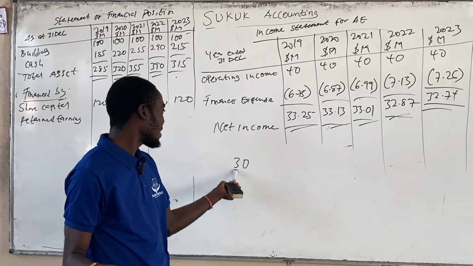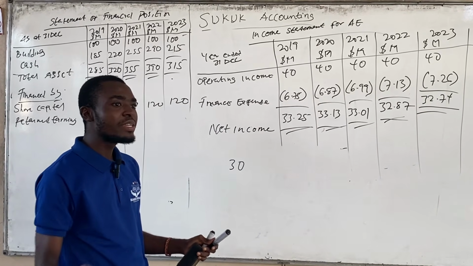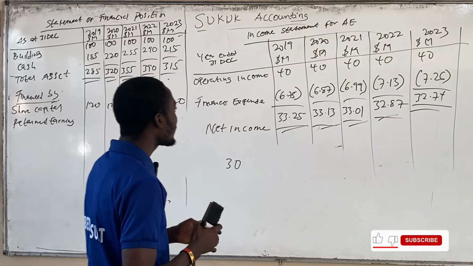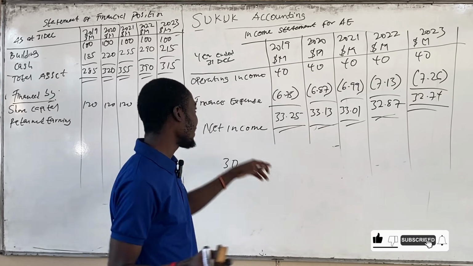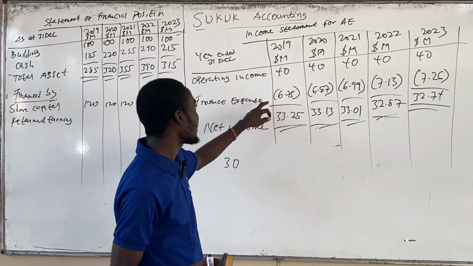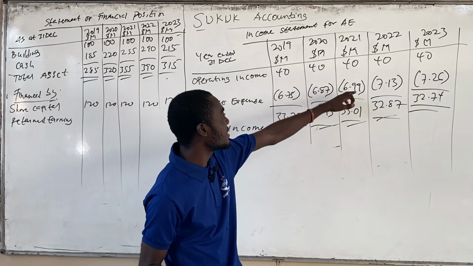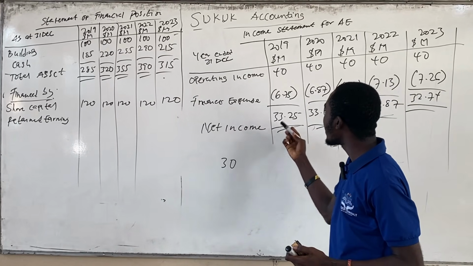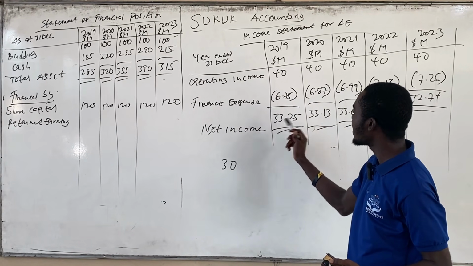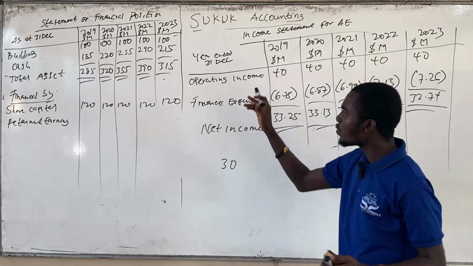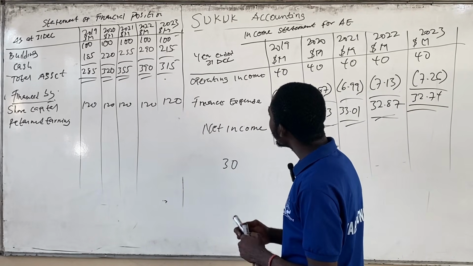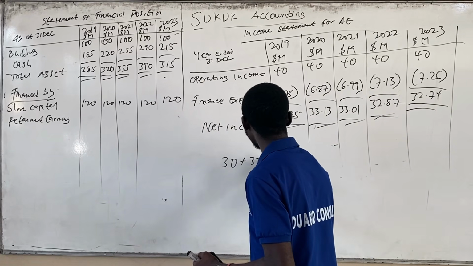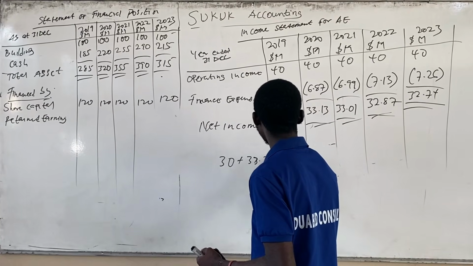Since it was having an open balance of 30, and every year the organization was making a profit, they weren't paying a dividend, but rather they were charging a finance expense of 6.87. So there's the net income that the organization had. Every year we'll be adding the net income to the retained earnings open balance. For the first year, they have an open balance of 30, and they made net income of 33.25. So we add the 33.25 to the retained earnings open balance.